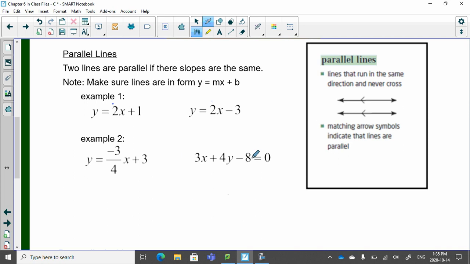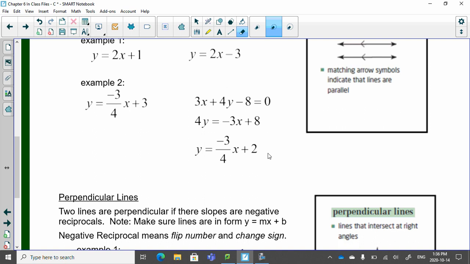Example 2, -3 over 4 and, oh, wait a second. This is not in y equals mx plus b, so we have to do a little work. Move the 3 and the 8 over. Change their signs and divide by 4. Now take a look at their slopes. Now they're both in y equals mx plus b. These are parallel. Okay? We use little arrows to show two lines being parallel.